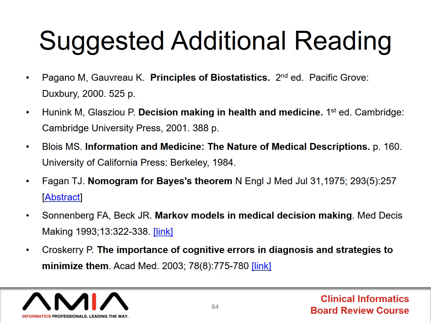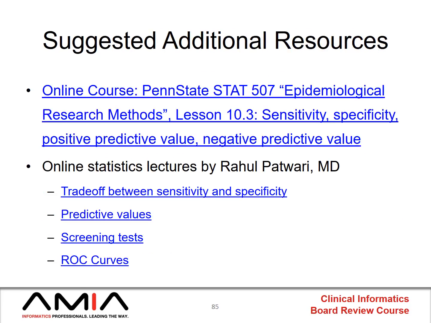A lot of suggested additional reading here. Some of these are textbooks. Some of these are useful references for things like the Markov models and Bayes' theorem. And then the good thing about biostats is that there's no shortage of courses online. These are a bunch of freely available resources on the internet that I would encourage you to check out. Specifically, some of these online statistics lectures, if you really want to delve into things like the trade-off between sensitivity and specificity, the predictive values, screening tests, receiver operating characteristic curves, and so on.